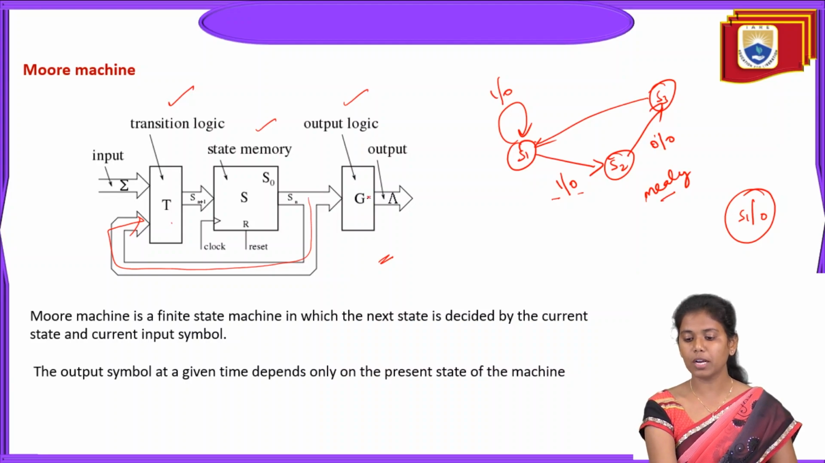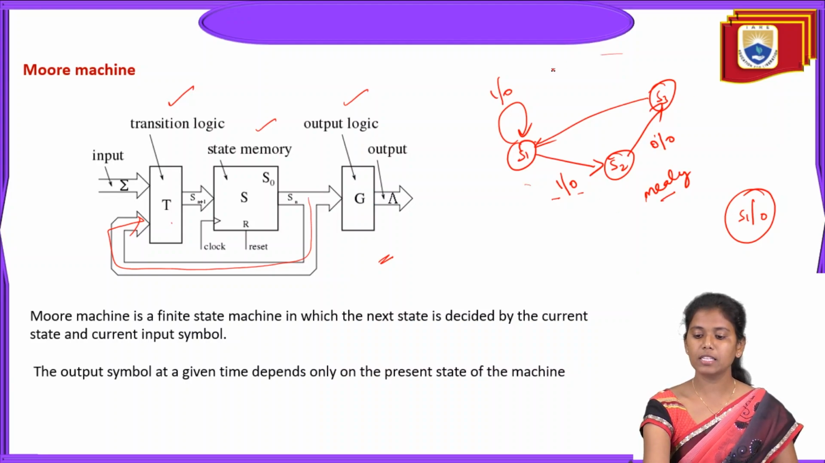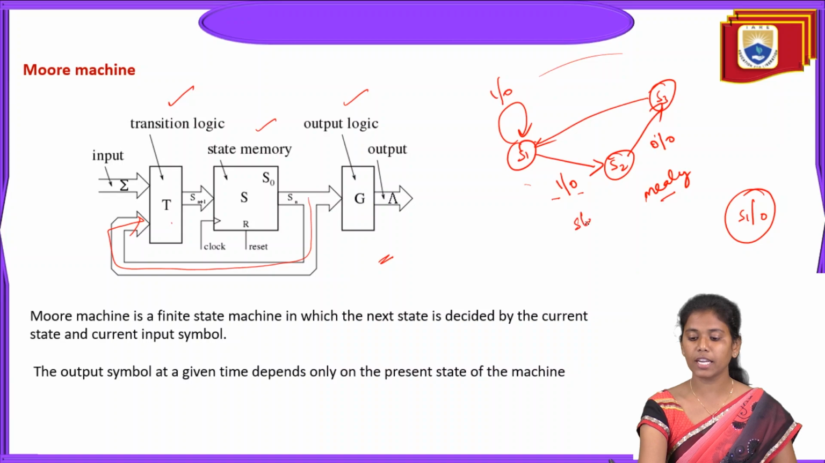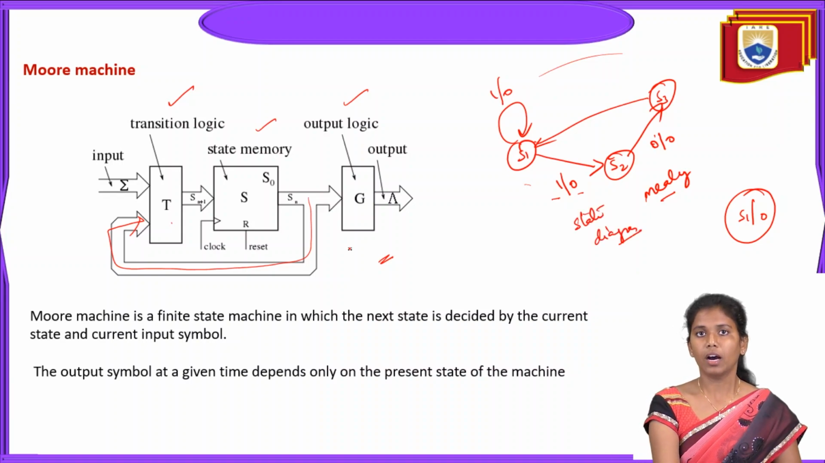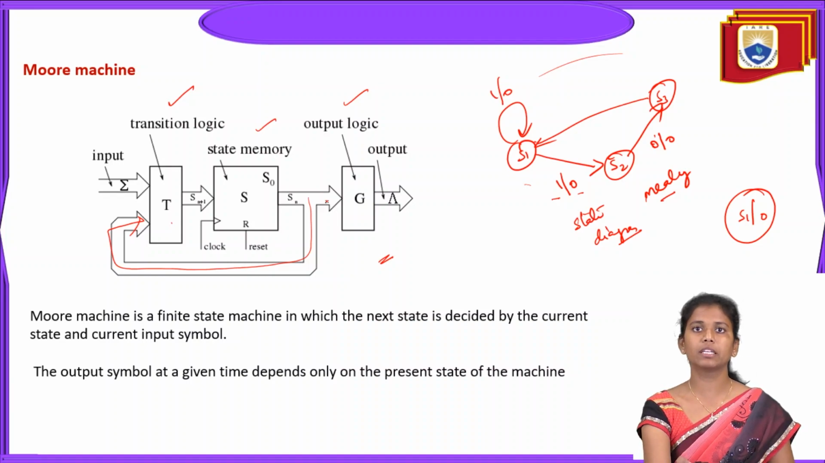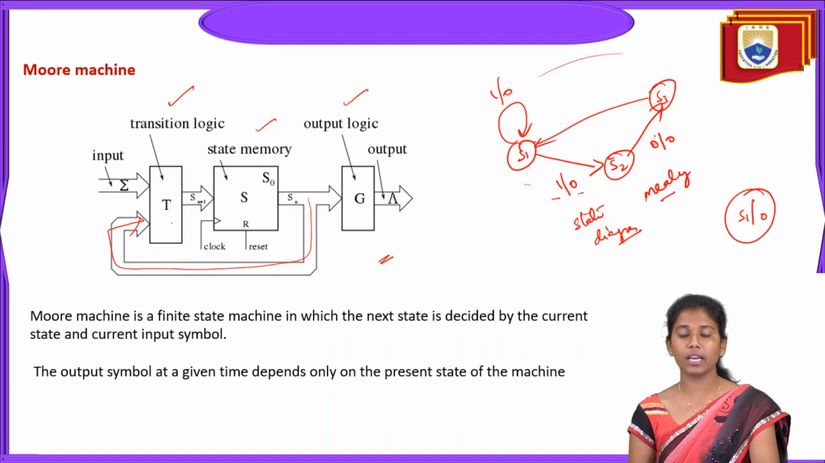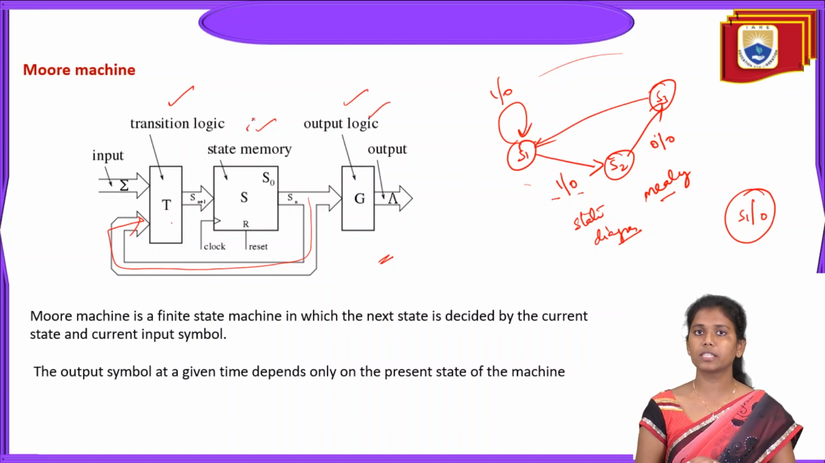The output you are going to observe as 0. So the whole mechanism, whatever we discuss with respect to the state diagram, this is nothing but the state diagram. Using the state diagram, this is the block, in a diagrammatical way we are representing with respect to the input transition logic and also the output logic and state memory.